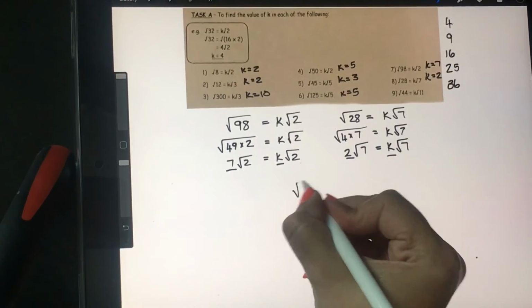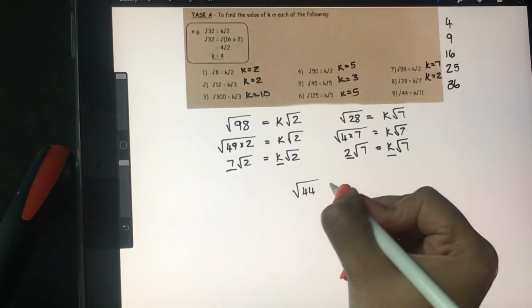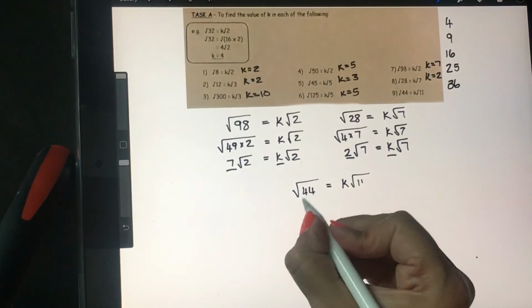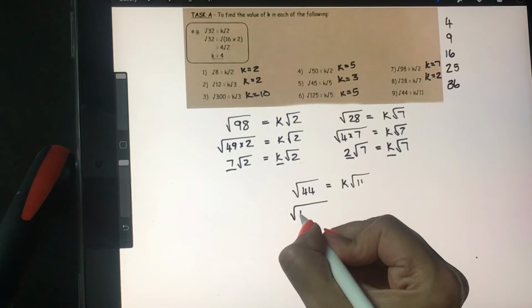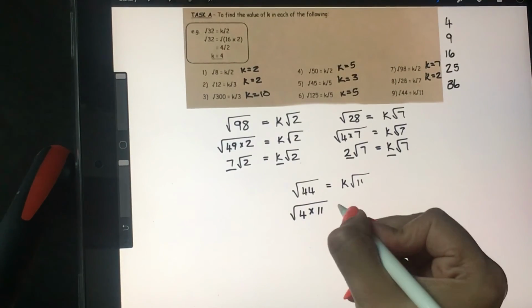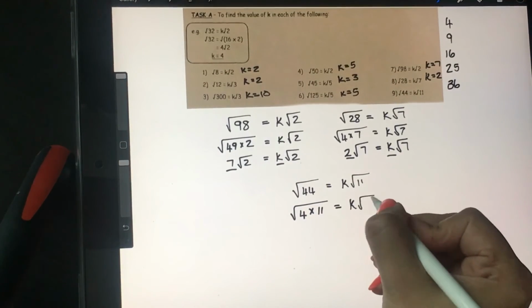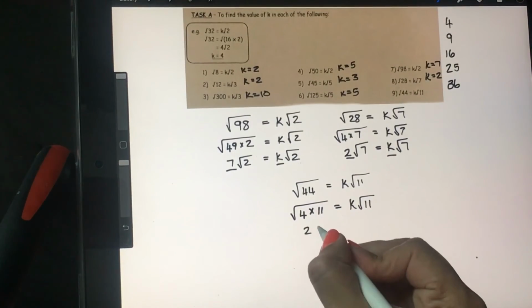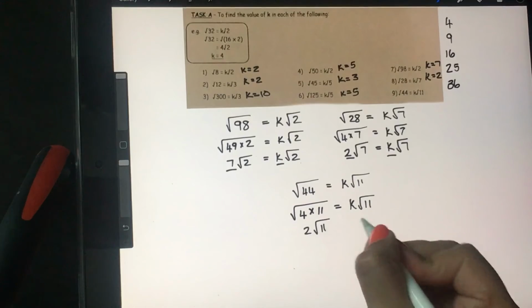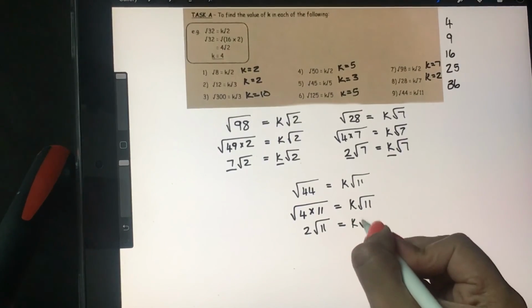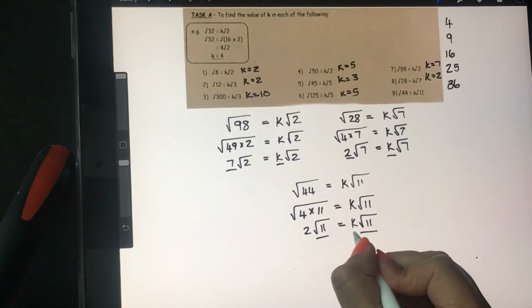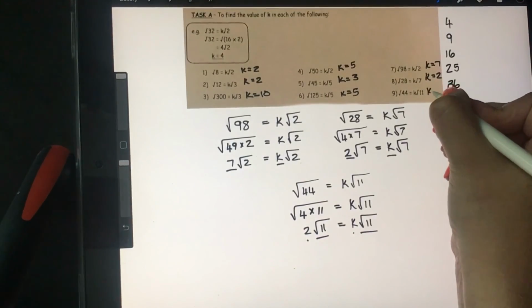And last but not least, root 44 is equal to k root 11. 44 is 4 times 11, which is equal to k root 11. The square root of 4 is 2. The 11 stays under the surd, and that is simply 2 root 11. The surds are the same, so k is equal to 2.